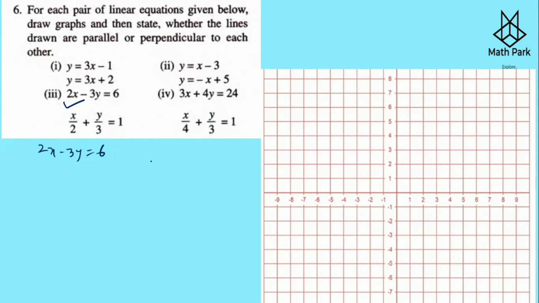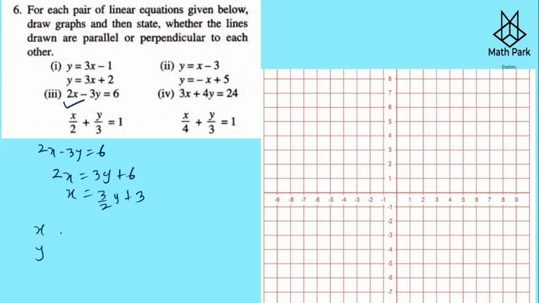So you can make the coordinates and then plot the points. If you make x the subject, 2x is equal to 3y plus 6. So x is equal to 3 by 2y plus 3. So let us create a table of x and y.